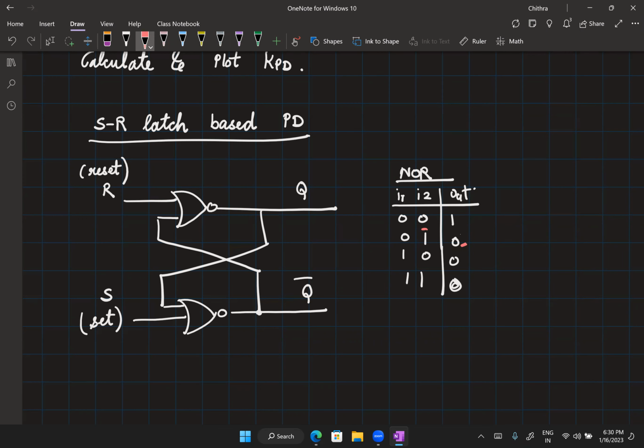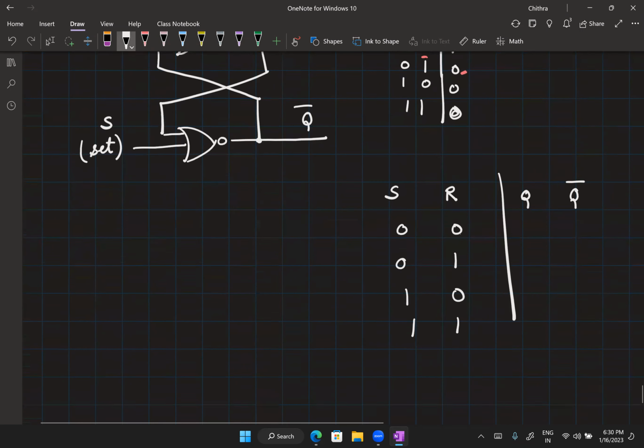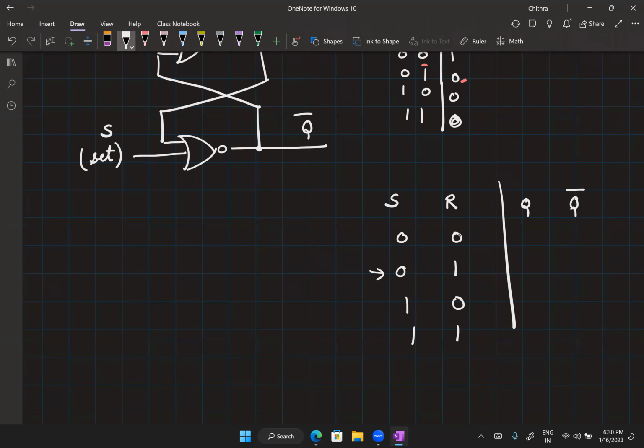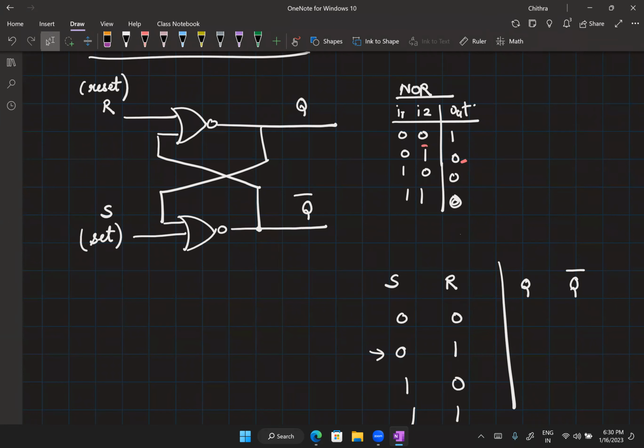Okay, so let's now do the truth table for the latch. So I have S input, R input. I'm going to write Q and Q bar. So for this case, how would the output look like? Which is 1? Q is 1 or Q bar is 1? Q is 0. Why?